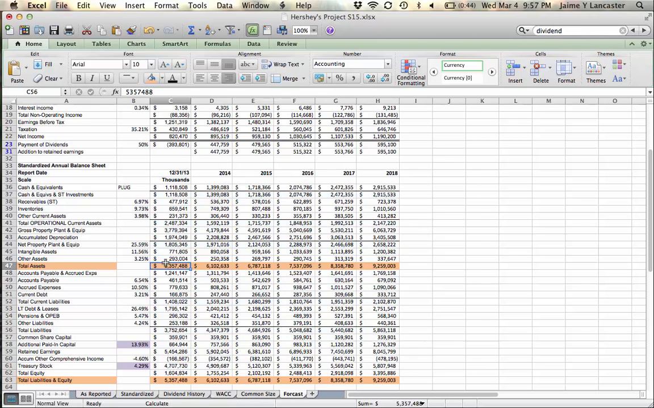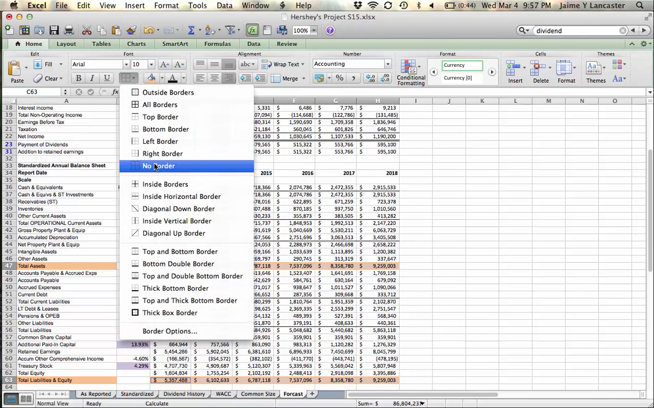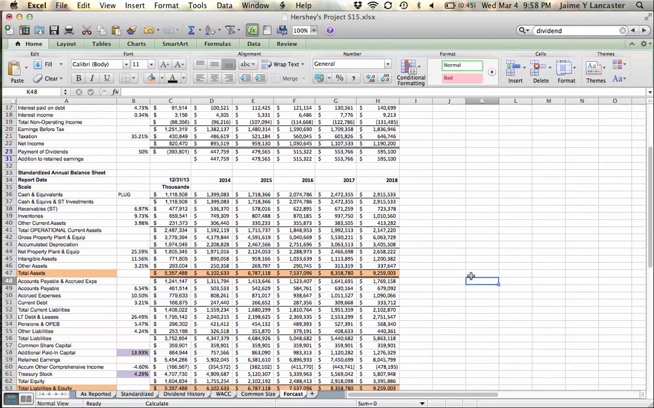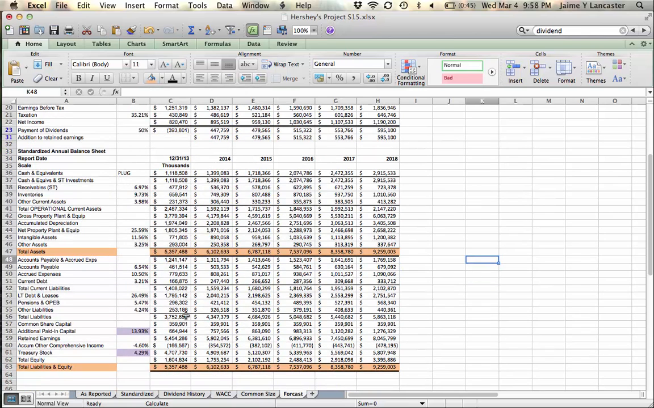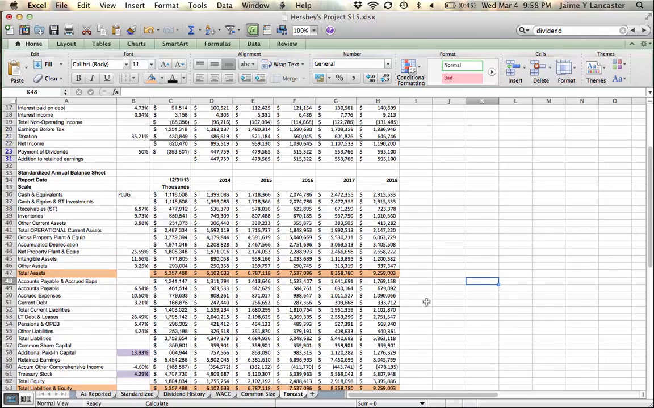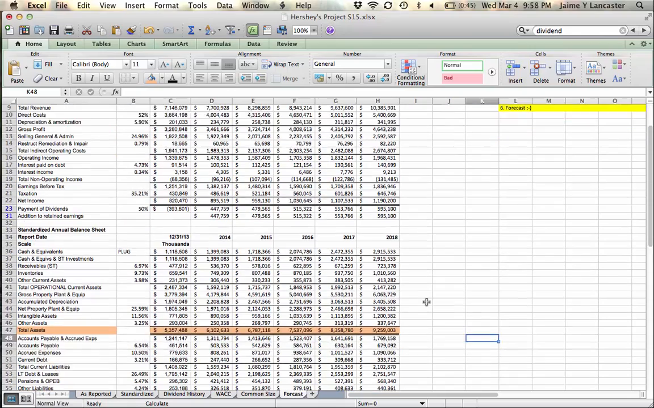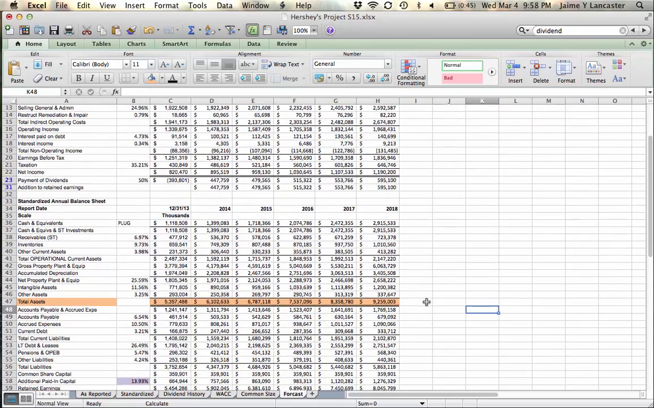And then here at total assets and total liabilities and equity, pardon me, I'm going to do the top and double bottom. Then it just looks a little bit easier, or a little bit more clear. It becomes more obvious what's going on. Instead of looking like a long list of numbers, it can draw your eye to important totals and subtotals. All right, that looks good. I'm going to call that good.